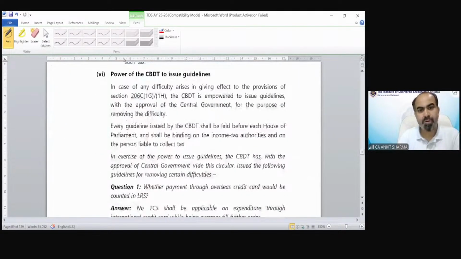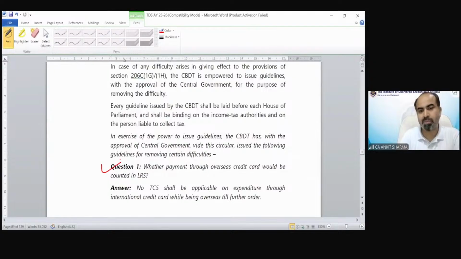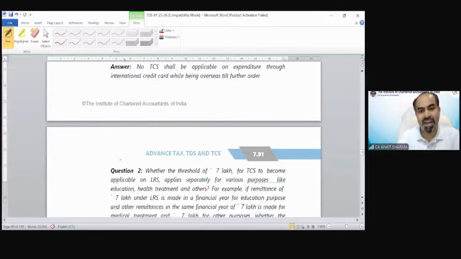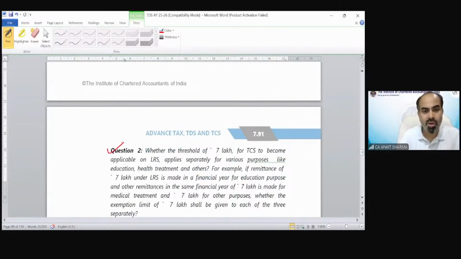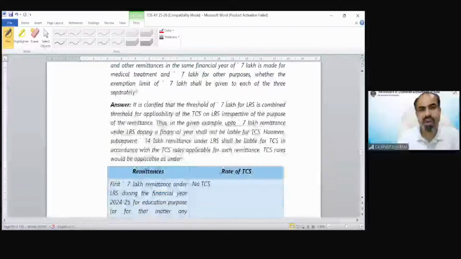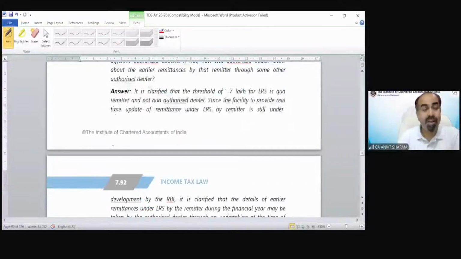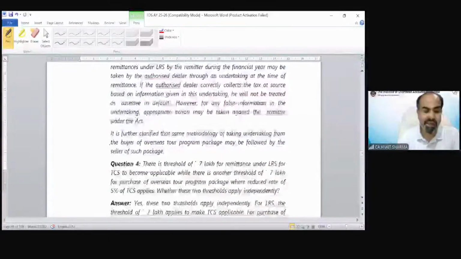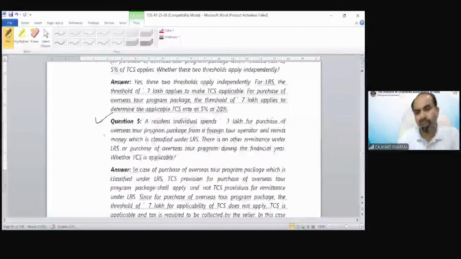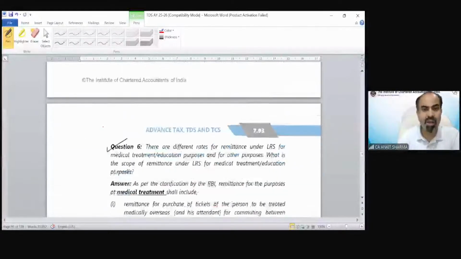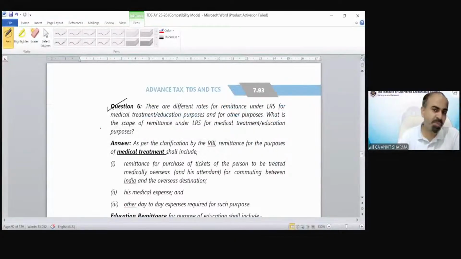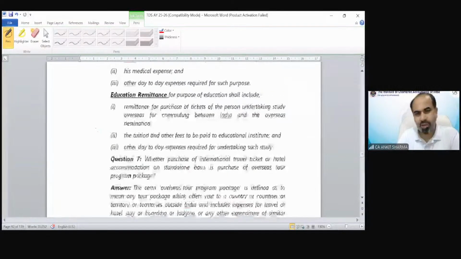Power of CBDT to issue guidelines. There are some clarifications. Some questions have been asked and they have been answered. So these are your kind of question and answer. You can read it. These are kind of your homework. That would definitely clear a lot of cases in case of LRS and package tour cases. Okay, please go through it. If there is any problem, you can ask me in the next lecture, or we will have our revision class also of this chapter, I guess on 28th or 29th of July.